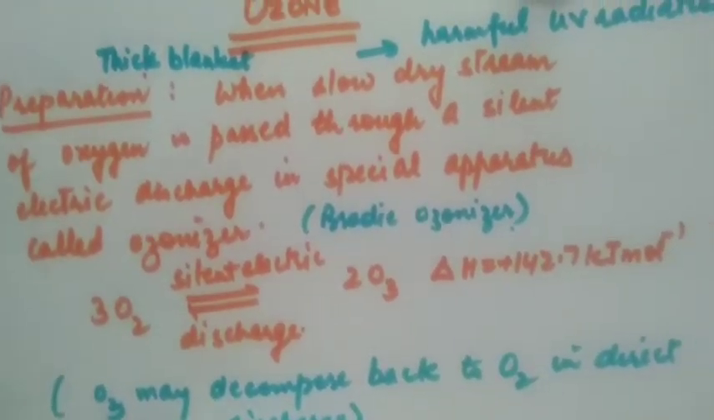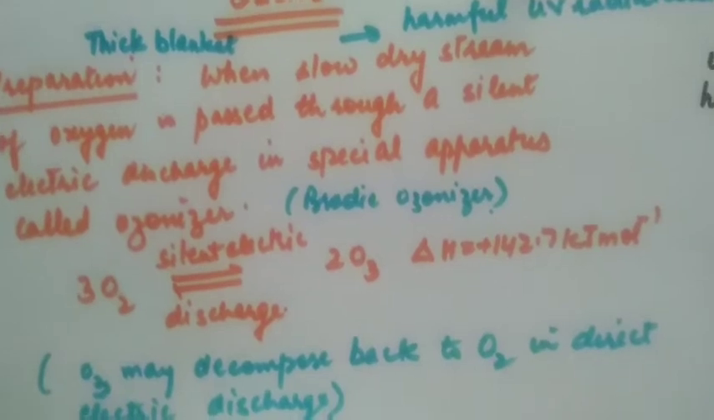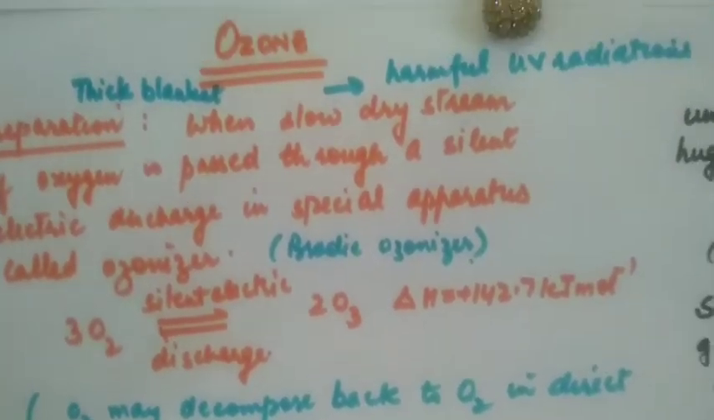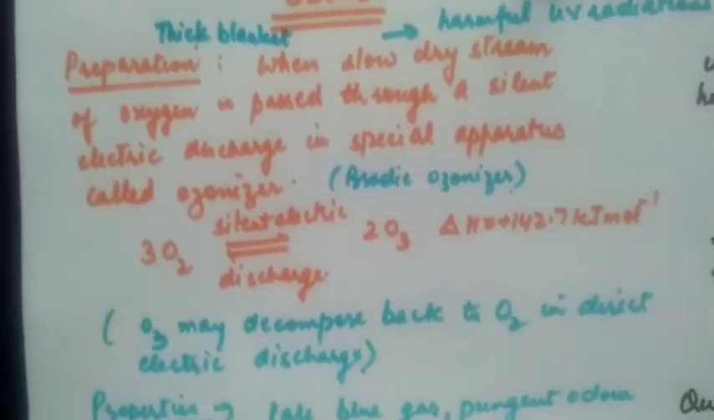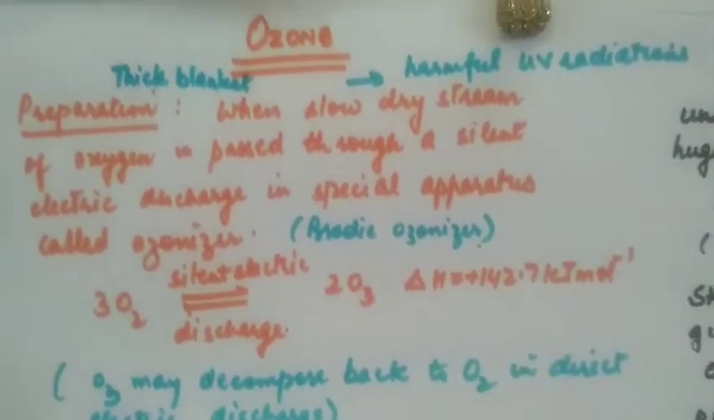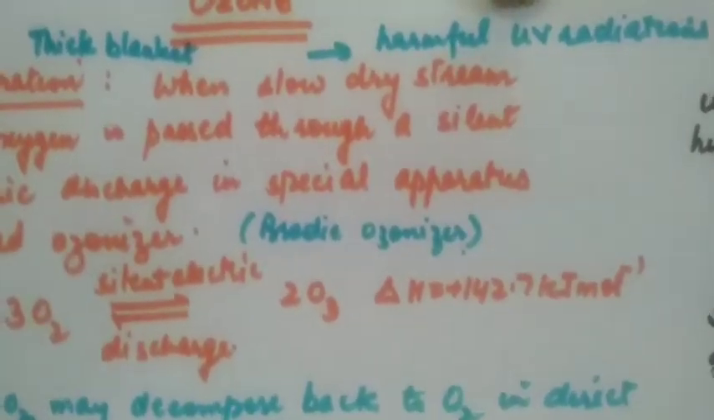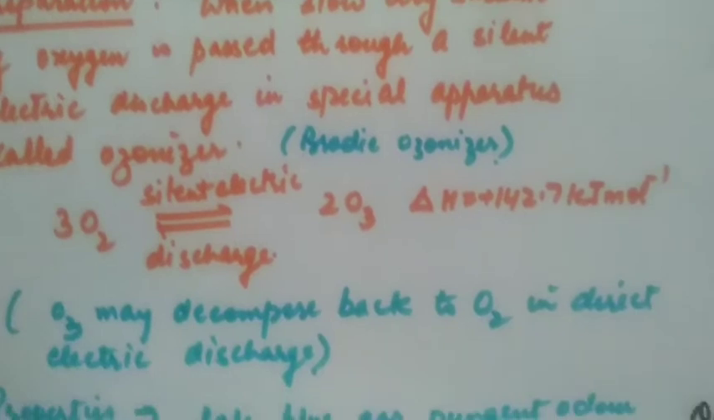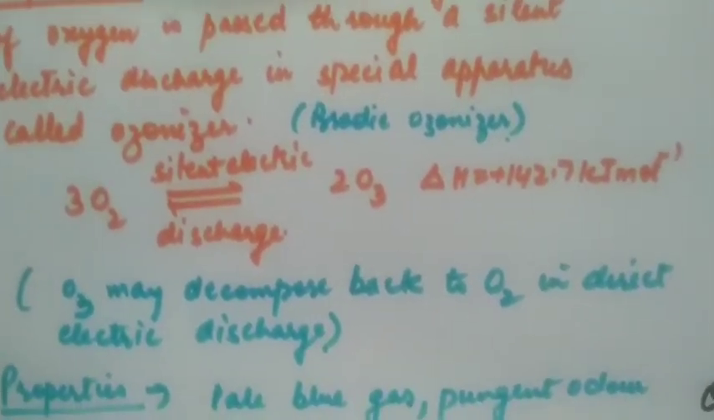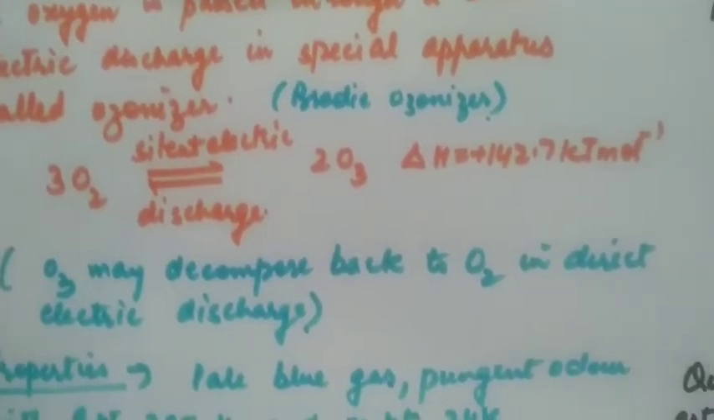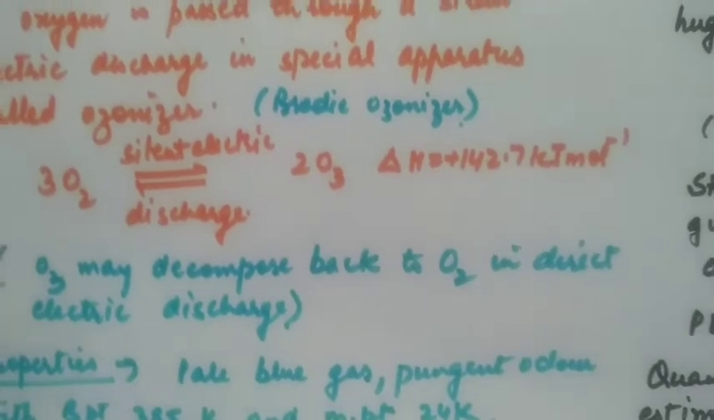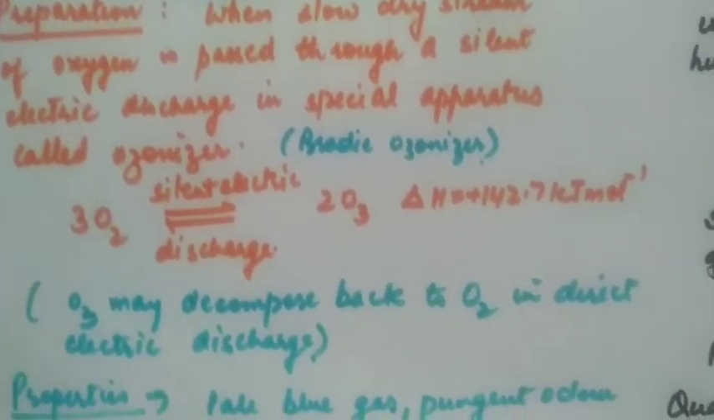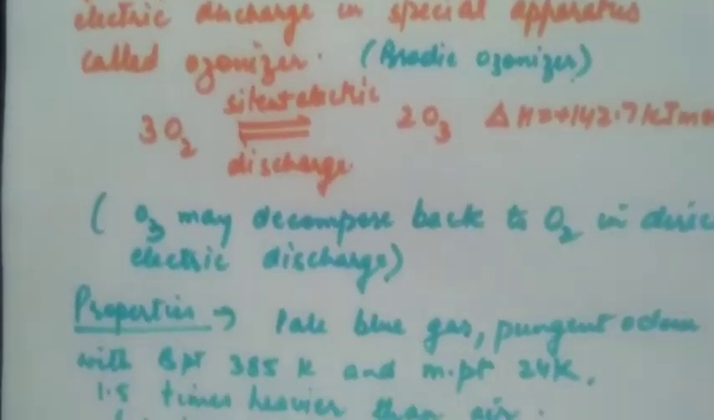Ozonizers can be Siemens ozonizer or Brodie's ozonizer. The oxygen gets converted to ozone. The reaction is endothermic. 142.7 kilojoule of energy is absorbed. Ozone may decompose back to oxygen if direct electric discharge is used, so silent discharge is needed.